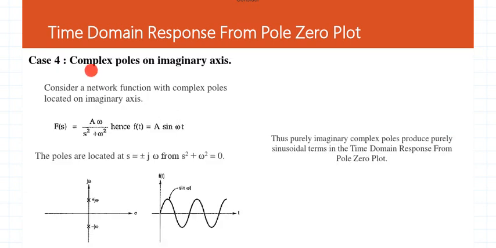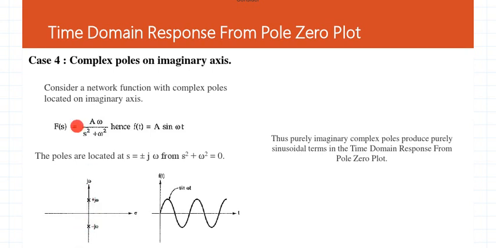Next case is complex poles on the imaginary axis. Now we have poles which are located on the imaginary axis. So here is the case where we have taken two poles which are complex conjugate of each other, and they lie on the imaginary axis. So there are two poles whose real part is 0, and these poles have only imaginary part, which are complex conjugate of each other, lying on the j omega axis. What would be the transfer function of such a system?